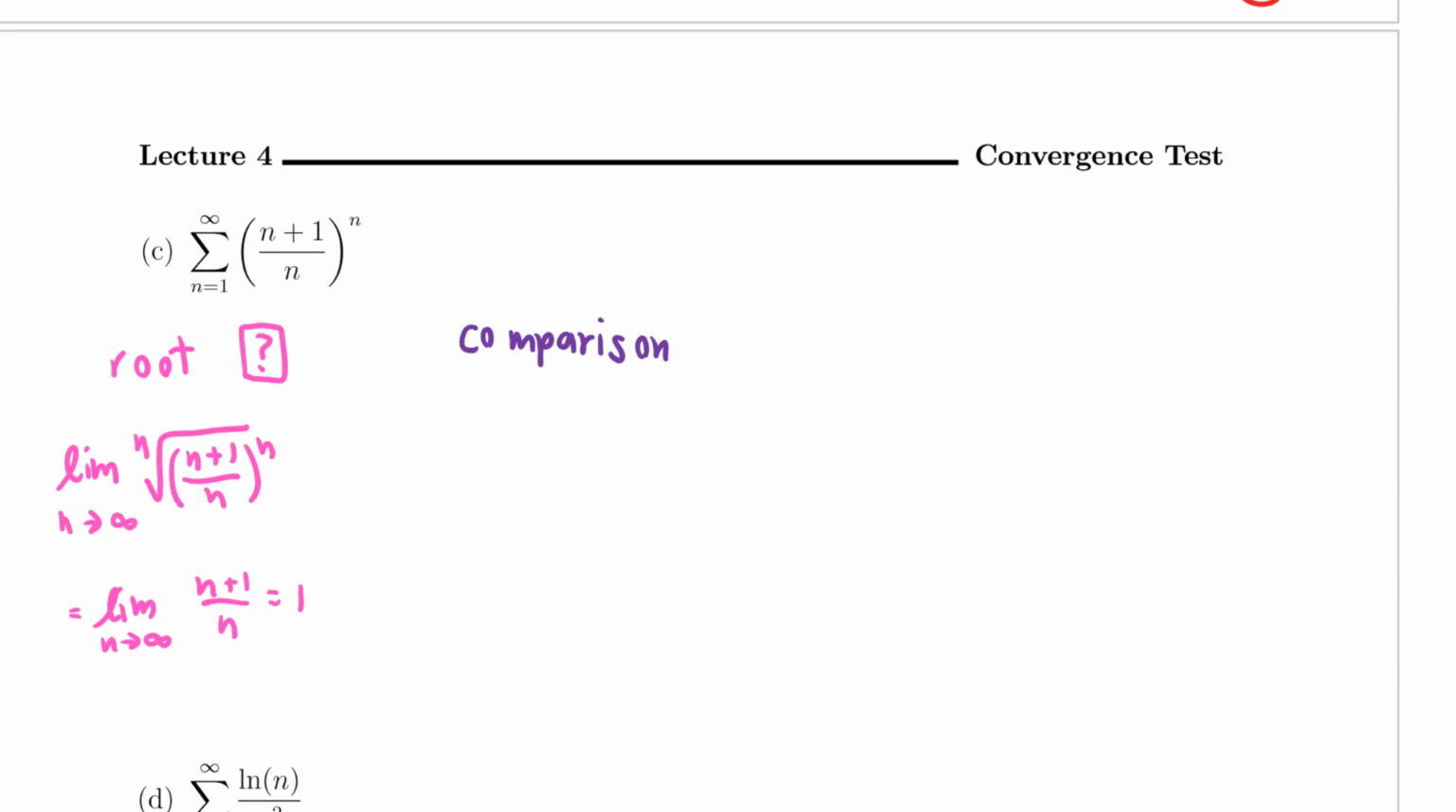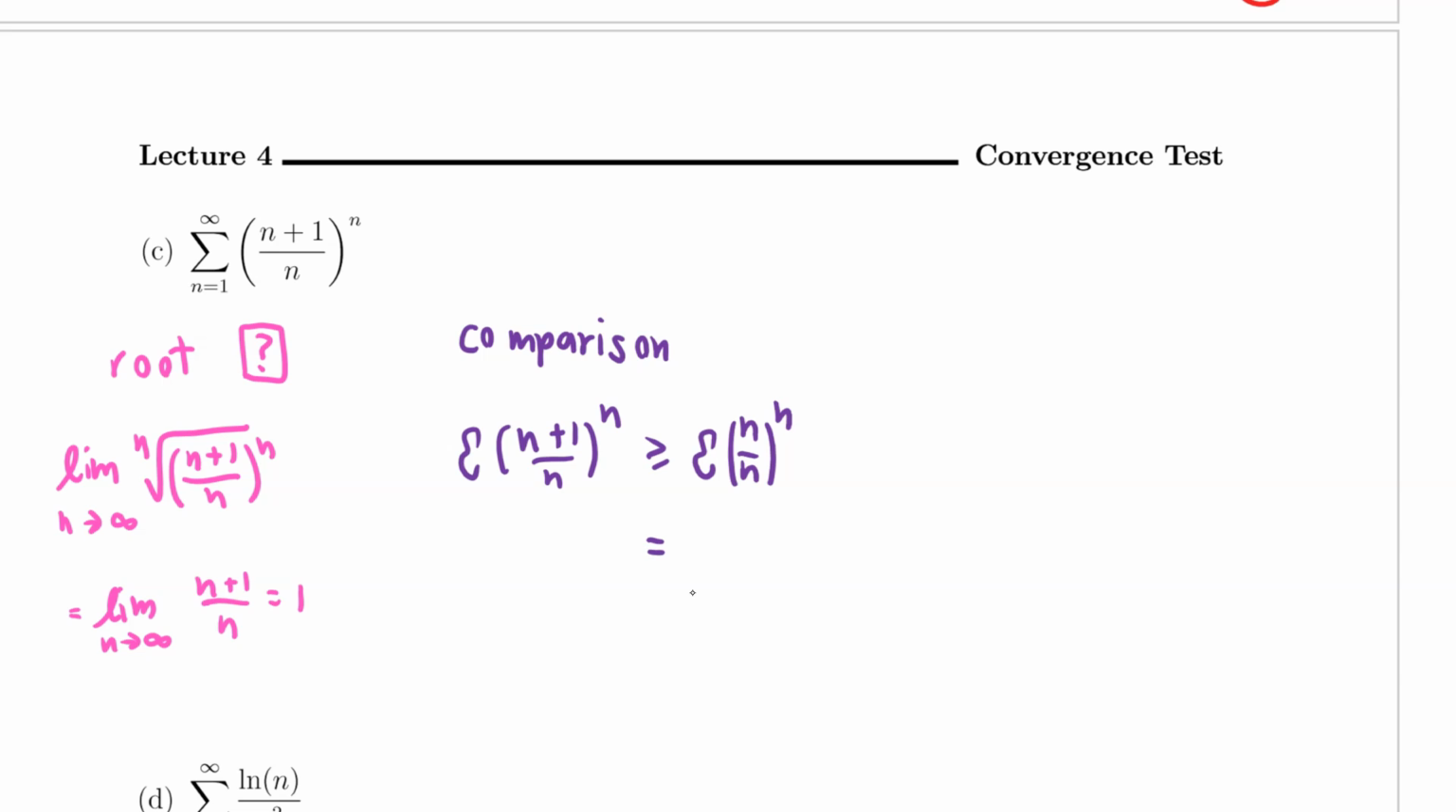But then we have to decide what we are going to compare with. Maybe we can compare (n+1)/n to the n with just n/n to the n. And let's see what is going to happen here. My left hand side is definitely bigger than or equal to my right hand side.